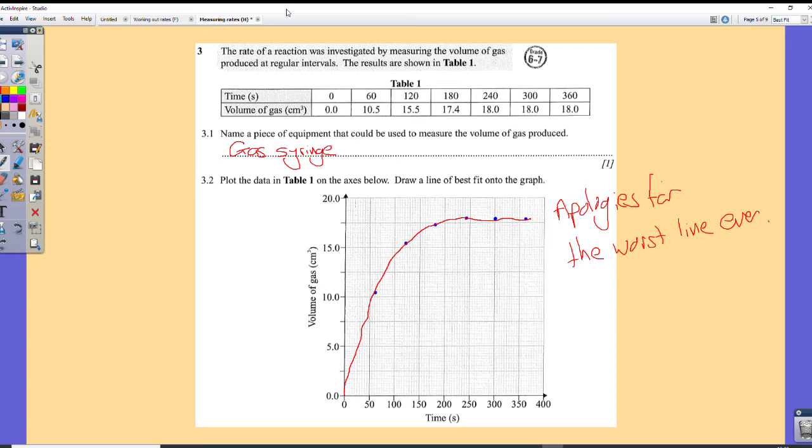Question 3, we've got some data about a reaction, and 3.1 says, first of all, name a piece of equipment that could be used to measure the volume of gas produced. Well, that's going to be a gas syringe. And then the next bit is asking you to plot data on this table and then draw a line of best fit onto the graph. Now I apologise for the state of this line. Trying to get one done with my graphics tablet is not very easy at all, but make sure you've got the points accurately plotted and then that you join them up in a line of best fit, trying to get a curve.